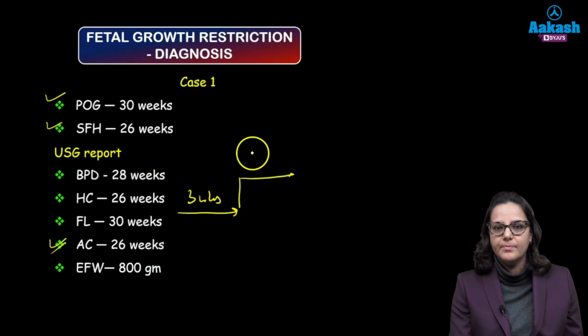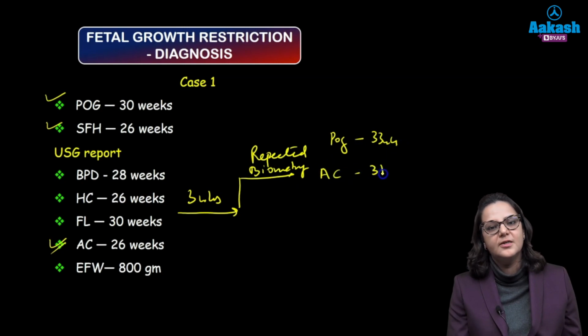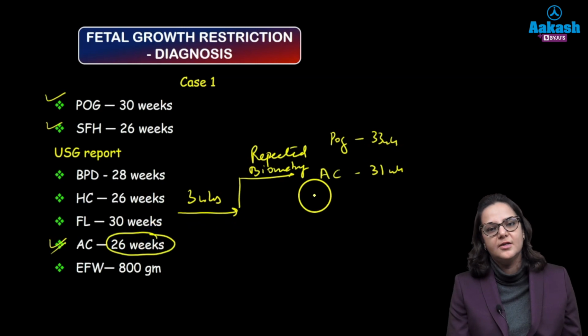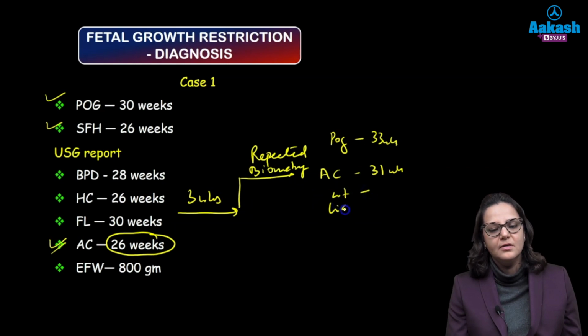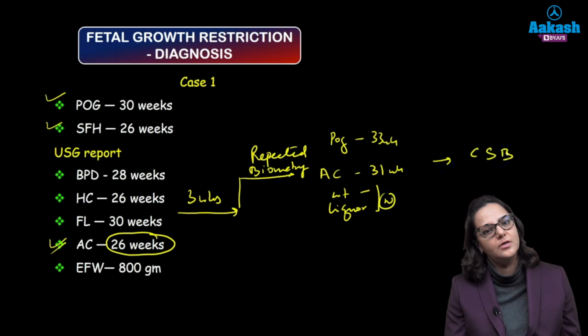Okay, so we have repeated the biometry. And what is the gestational age now of the patient? So suppose after 3 weeks the period of gestation is 33 weeks. Abdominal circumference is showing 31 weeks, right? So here it was 26 weeks and now it is 31 weeks. So definitely there is growth, right? There is growth in the weight of the baby also, and even the liquor is normal. All right, so what is this? This is a constitutionally small baby.